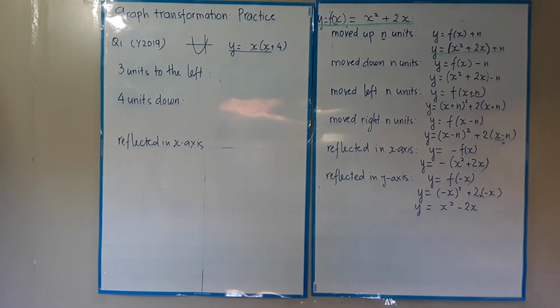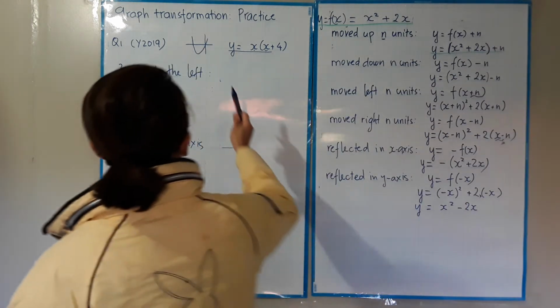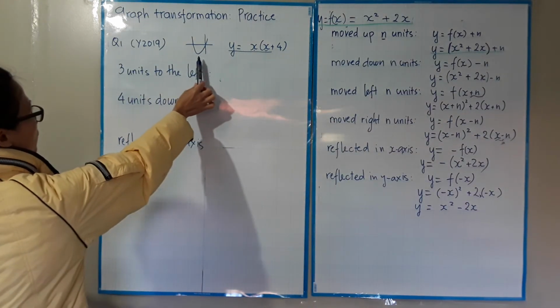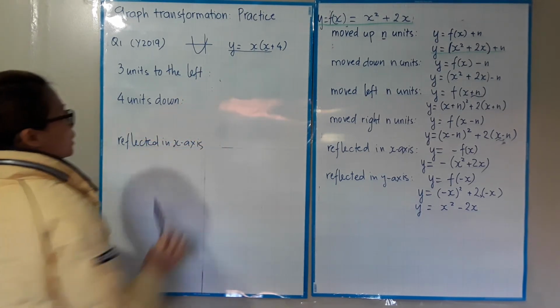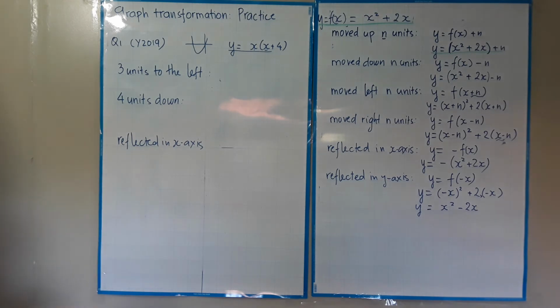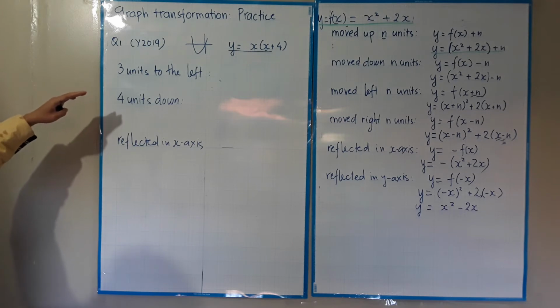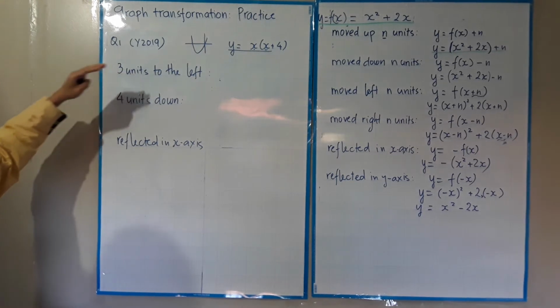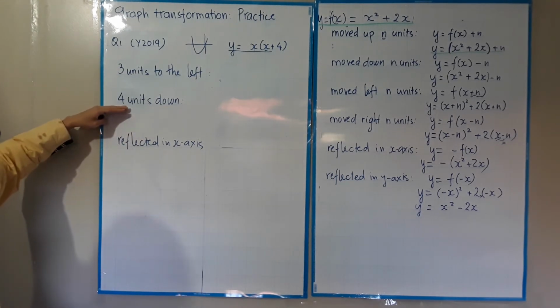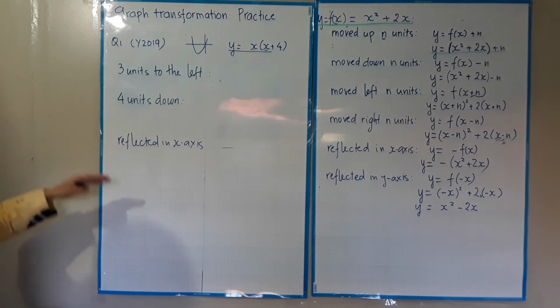Remember, simplify. Now look at question 1, the exam paper 2019. They ask you to find the equation of this parabola, which I assume that you already did: y equals x times (x plus 4). Now write the graph if it is moved to the left 3 units, move down 4 units, and reflected in the x-axis.